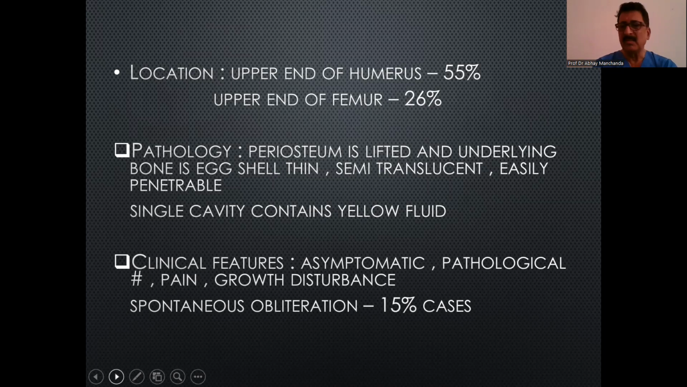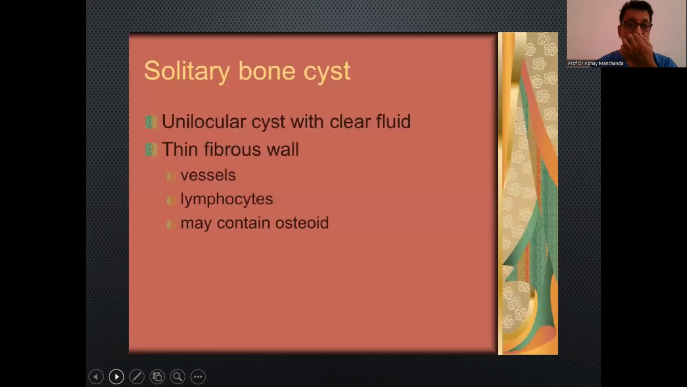Regarding features, the patient may be asymptomatic, but may present with symptoms of pathological fracture. The patient may have pain; growth disturbance can occur if it is near the growth plate. Many of them spontaneously obliterate. 15% of the cases undergo this process. Usually the patient has a fall, there's a fracture, and it heals. Very interesting. It is also called solitary bone cyst, SBC.